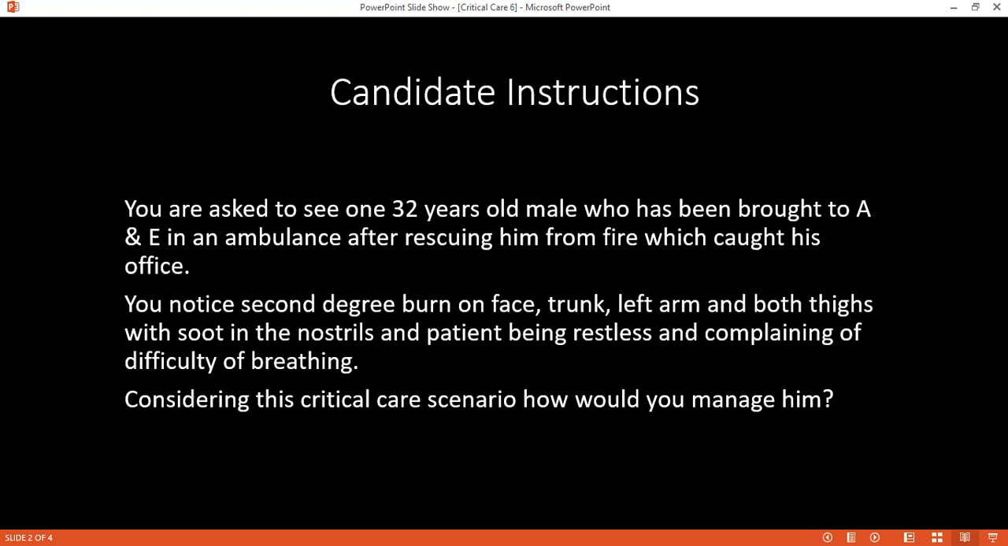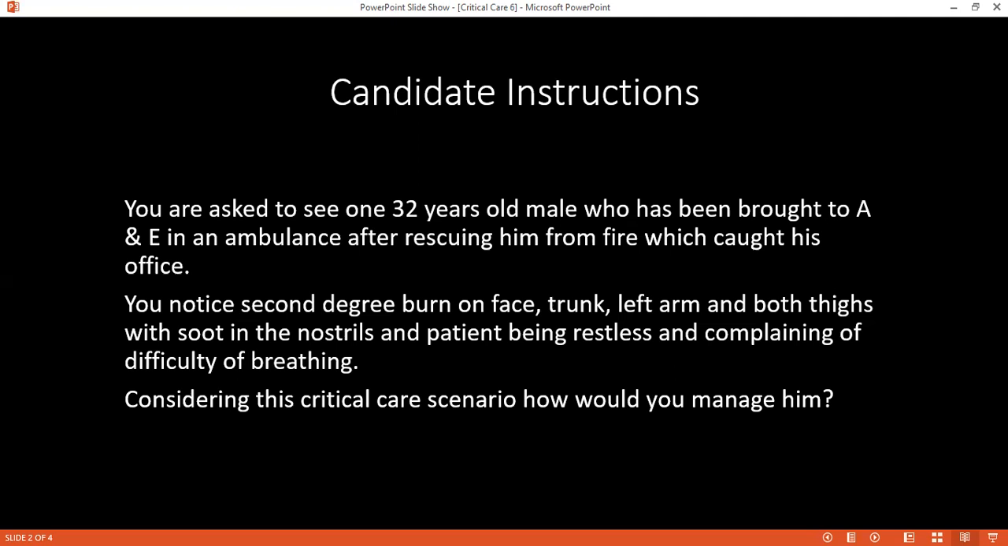As you're asking, if you can tell me the extent and depth of the burn, how would you determine that? Okay, how to determine the extent and depth? Yes. It may be partial thickness or full thickness, and partial thickness may be divided into superficial partial thickness and deep partial thickness. Superficial partial thickness is a first degree burn, the deep partial thickness is second degree, and full thickness burn is third degree burn.